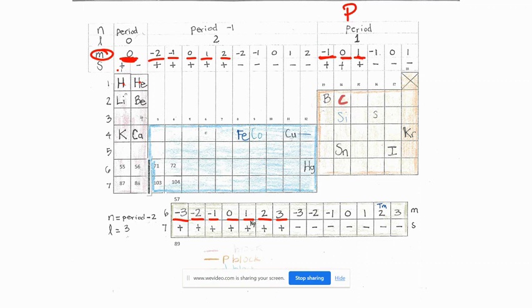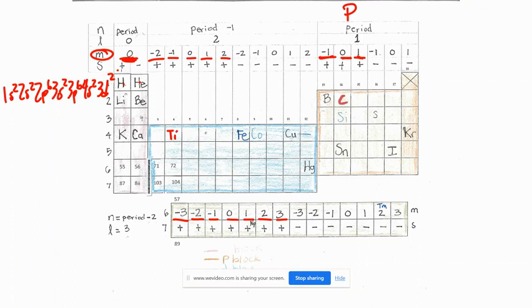So titanium was 1s2, 2s2, 2p6, 3s2, 3p6, 4s2, 3d. Is it 2 or 3 for titanium? I believe it's 3, right? Well, I think it's 2. I think titanium's right here. Yeah, you're right.